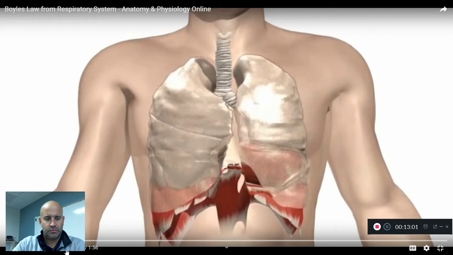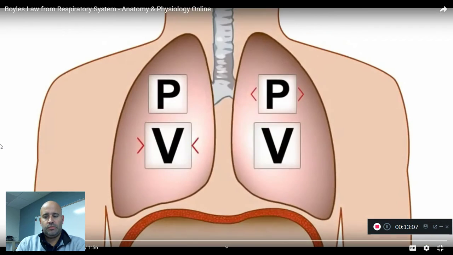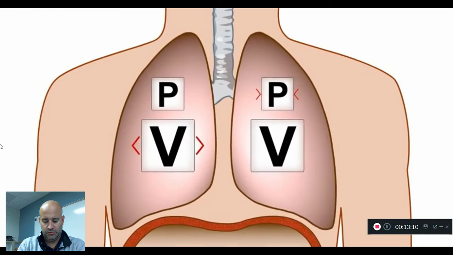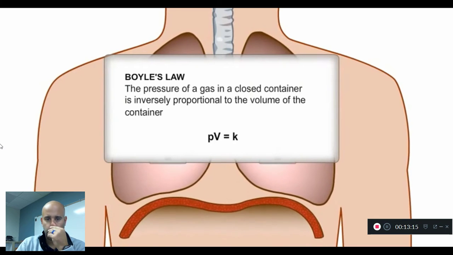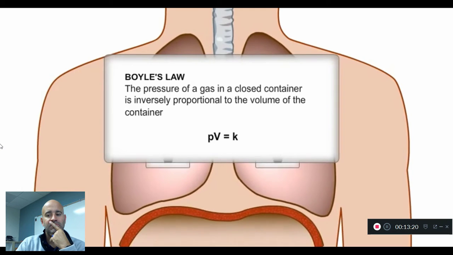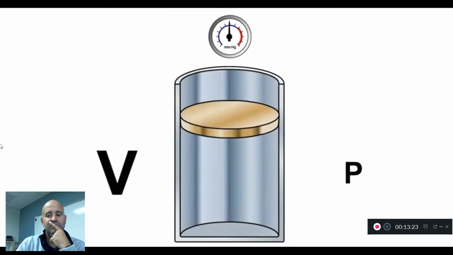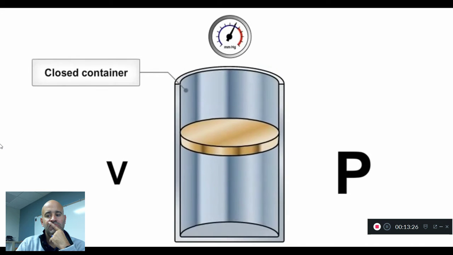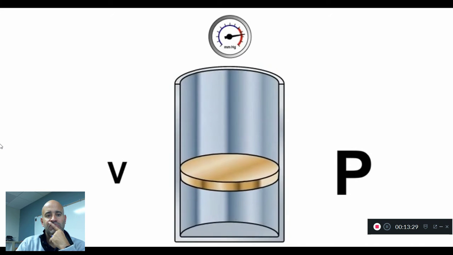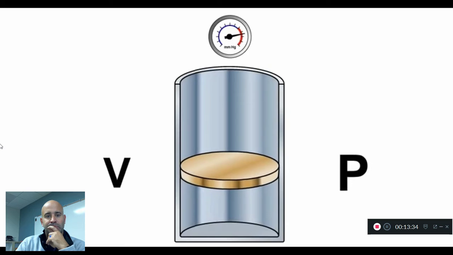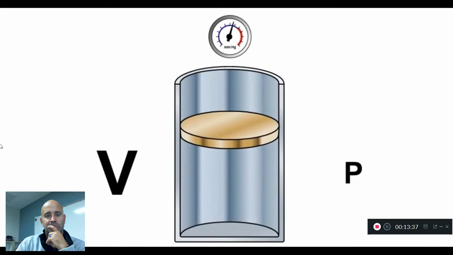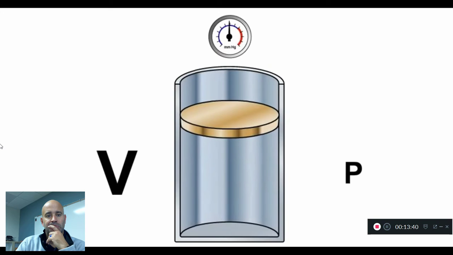In order to understand the mechanisms of breathing, it's important to understand the relationship between pressure and volume. This is explained through Boyle's Law, which states that the pressure of a gas in a closed container is inversely proportional to the volume of the container. What do we mean by this? If the size of the closed container is decreased, the pressure of the gas inside the container increases. And if the size of the container increases, the pressure of the gas inside the container decreases.